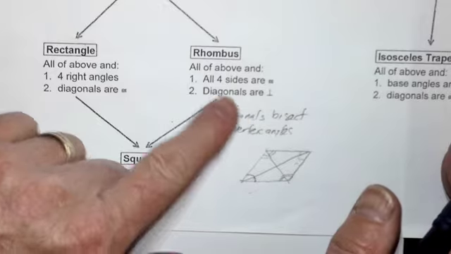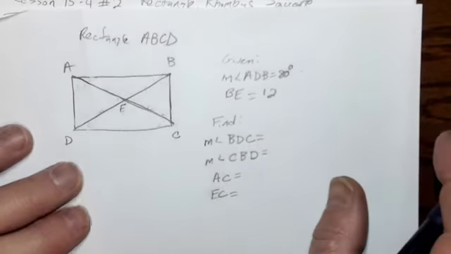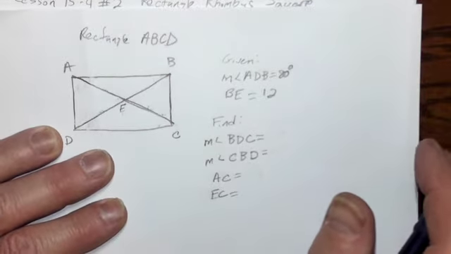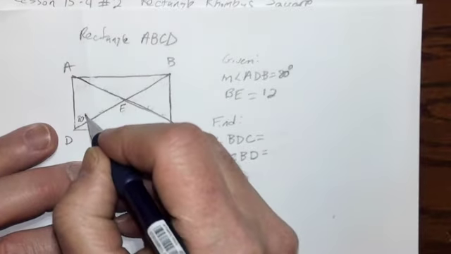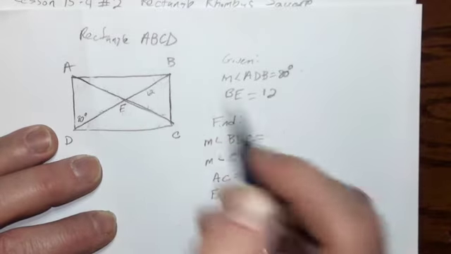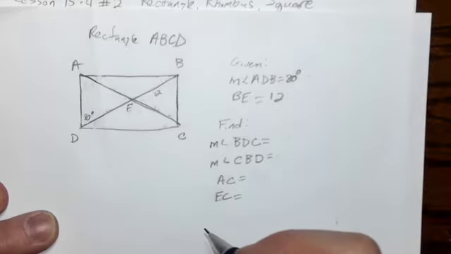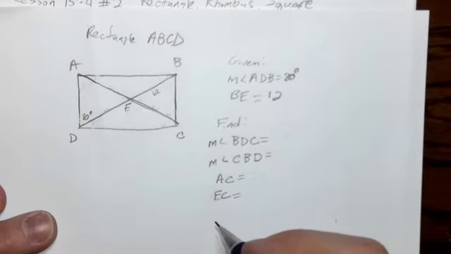And then a square is combining all of these properties up here together. Okay, so let's look at a couple examples of some problems that we're going to deal with today. Let's say we're given rectangle ABCD, and we're given that the measure of angle ADB, this angle right here, is 80 degrees, and that BE has a length of 12. So now we're dealing with 2 separate things, the angles within it and the diagonal, part of the diagonal length.